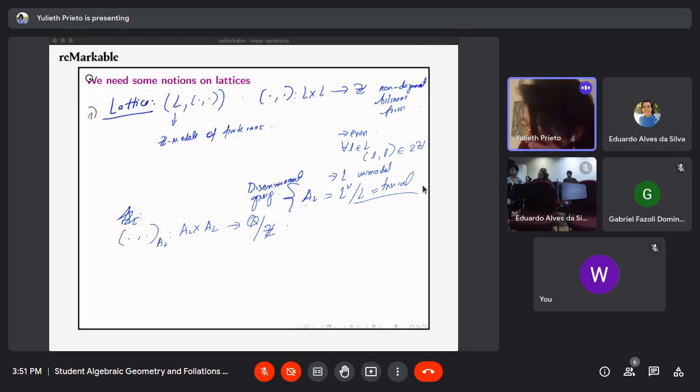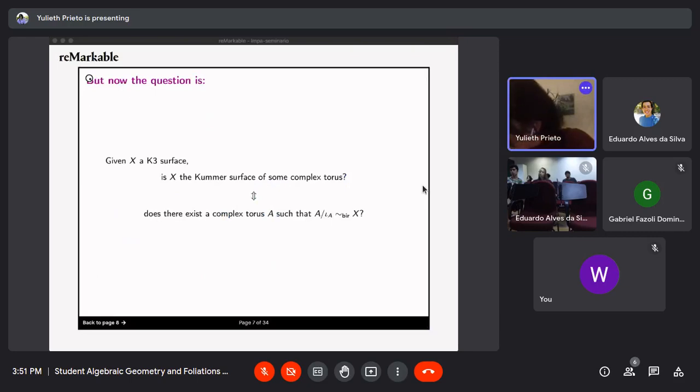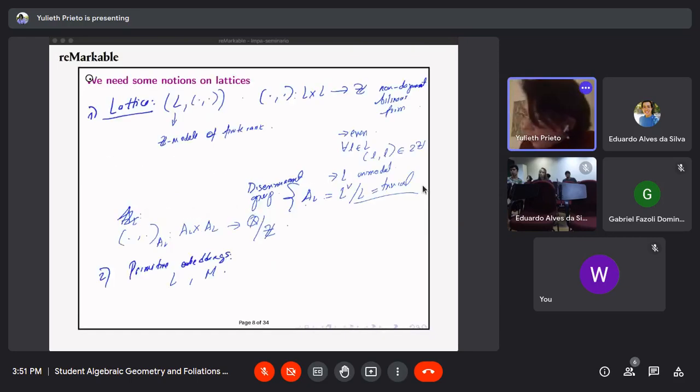Another notion that we need to introduce is primitive embeddings. If we consider L and M two lattices, and we have a map between them like this one, then we will say that it is primitive if the quotient is torsion free.